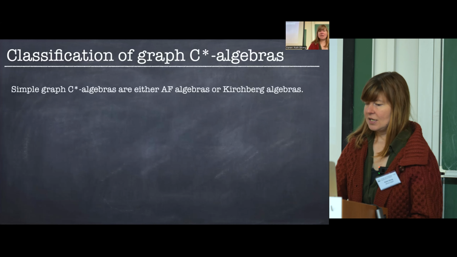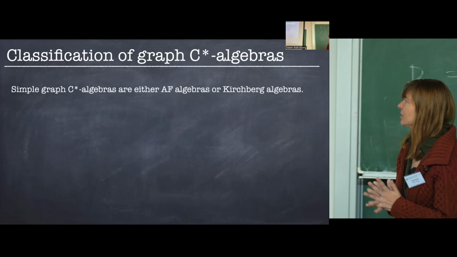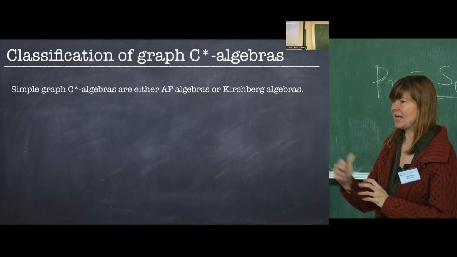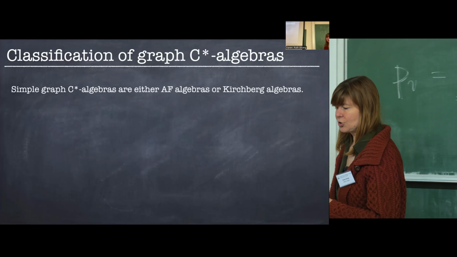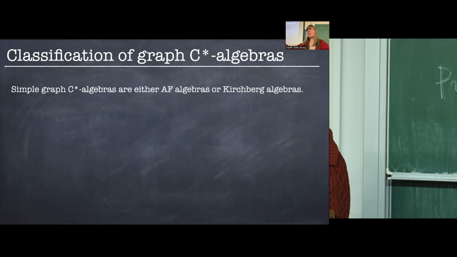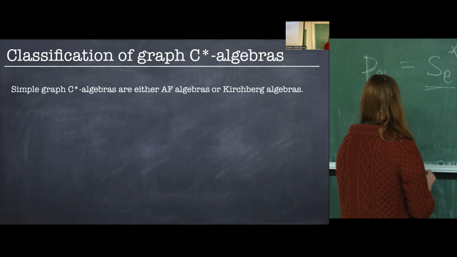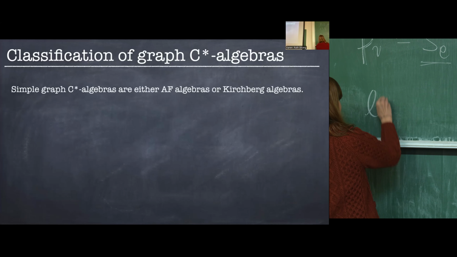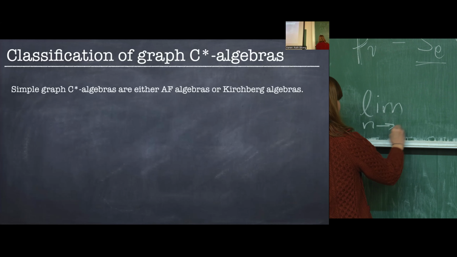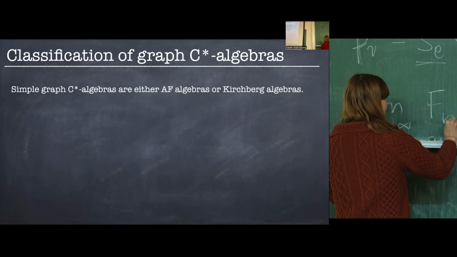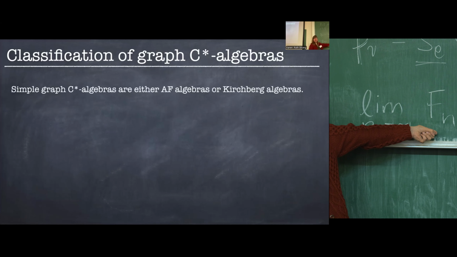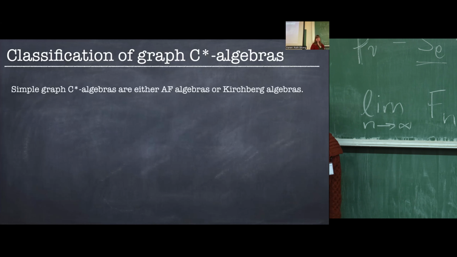And when you have a simple graph C-star algebra, you can see that it's going to be either an AF algebra or a Kirchberg algebra. So Kirchberg algebra, that's just one of these funny infinite guys. An AF algebra is going to be an inductive limit of finite dimensional C-star algebras. Finite dimensional C-star algebras are just direct sums of matrices.